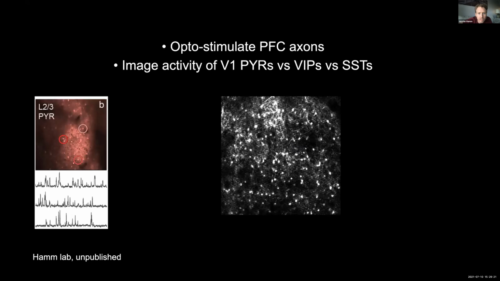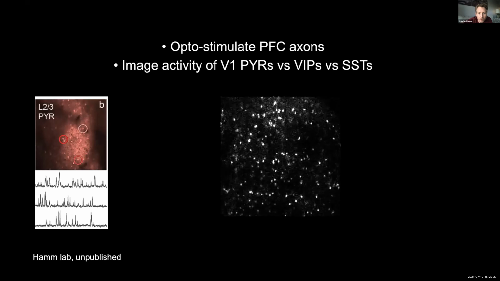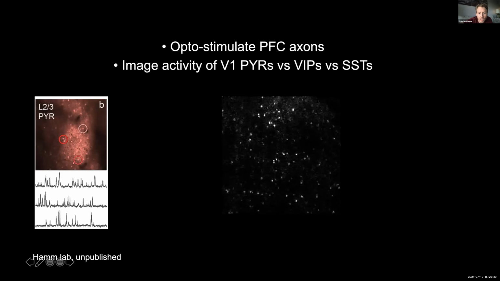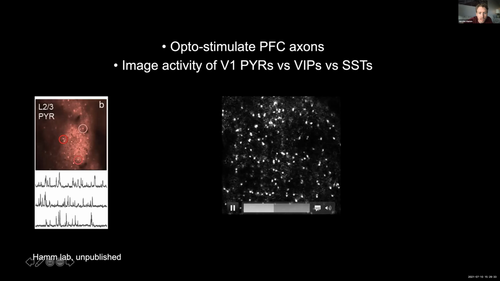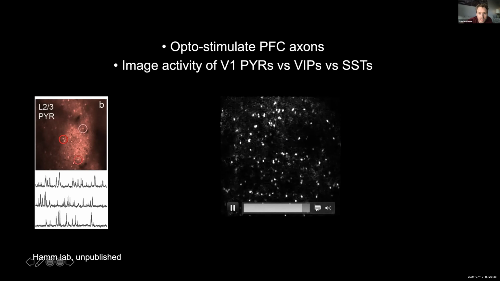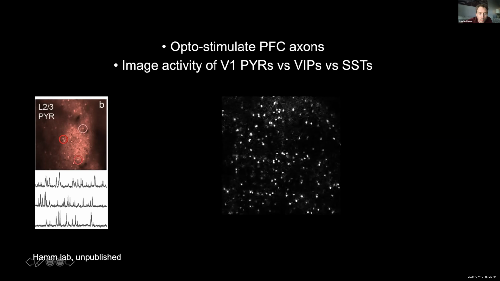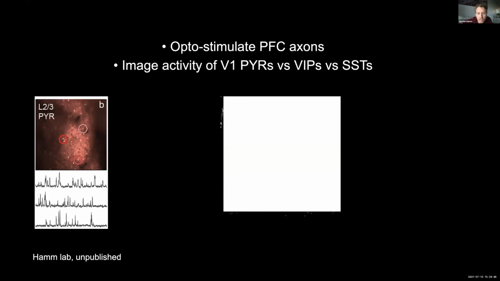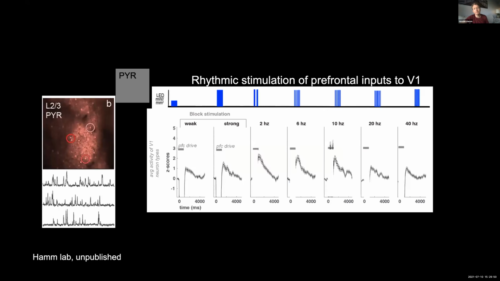So here's just a movie of what it looks like. Because we turn the light on, we lose some data while the light's on, but because GCaMP6s is slow, we can make use of the signal after we turn the light off. And these are just some examples of what V1 neurons are doing when we stimulate PFC. Of course, we're not stimulating these neurons, we're stimulating PFC inputs and seeing whether these inputs from PFC drive neurons differently. So this is what pyramidal cells do.